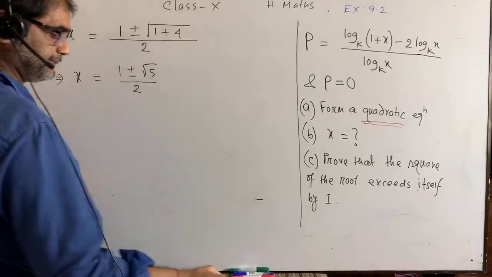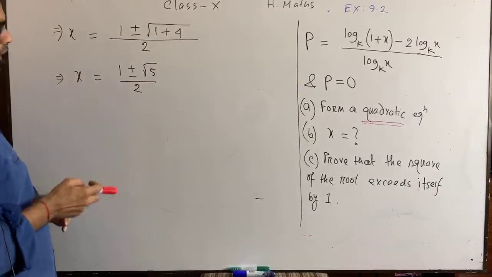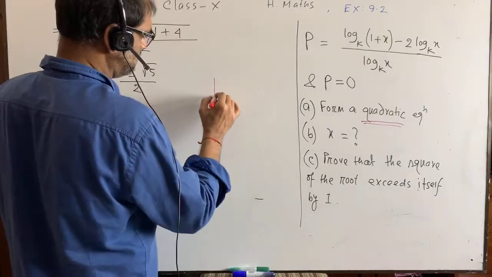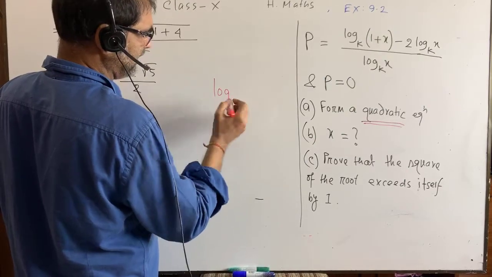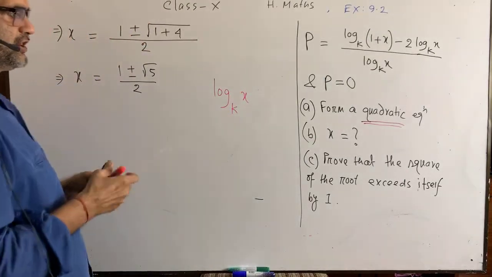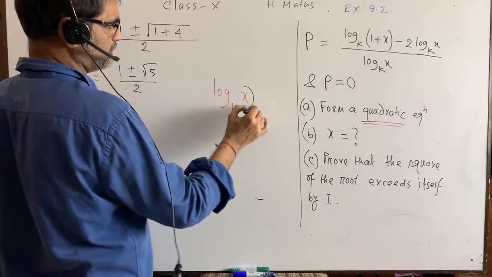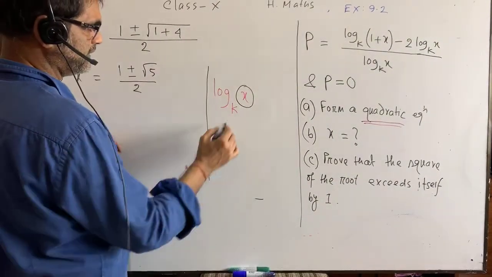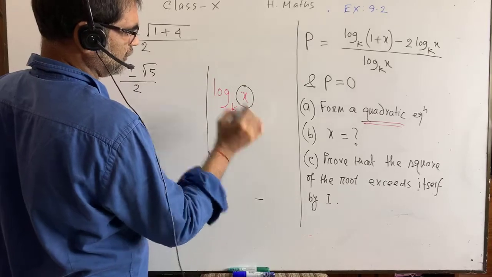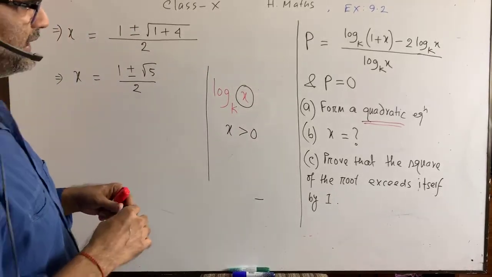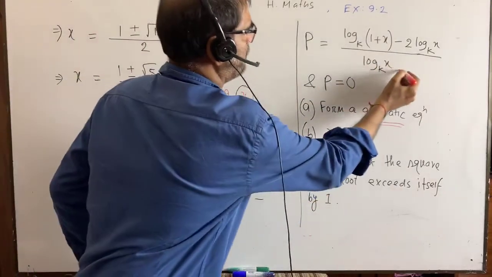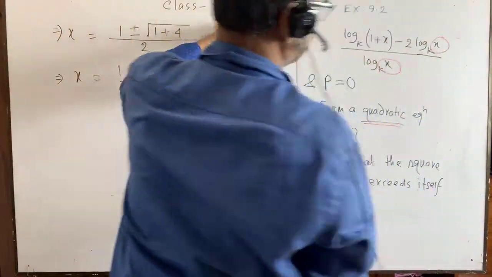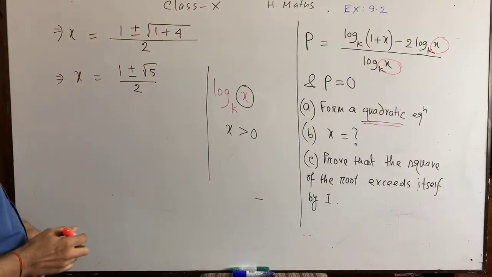Now you see, suppose log k base x. What is the condition on this x? Can you please let me know? The condition is that this is always greater than 0. You see, in the question we have log k base x, right? So this x will always be greater than 0.